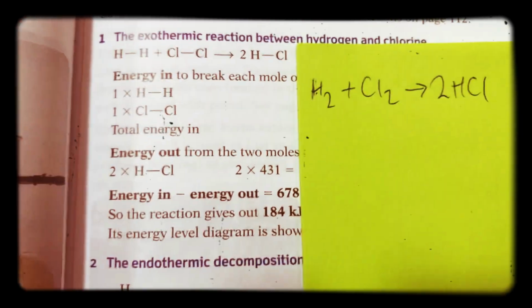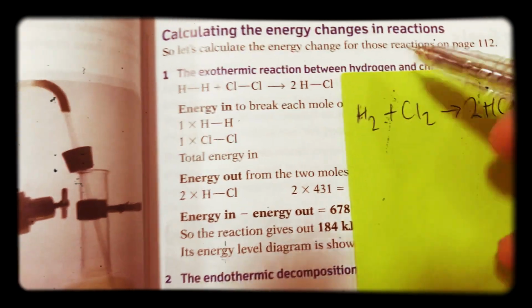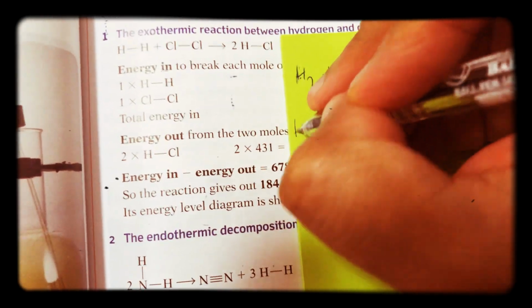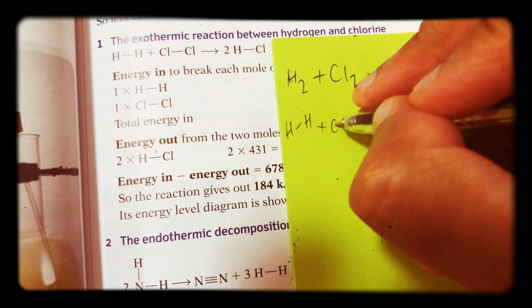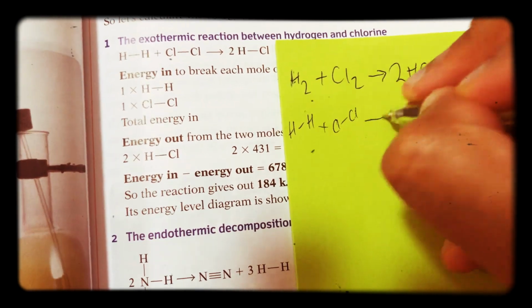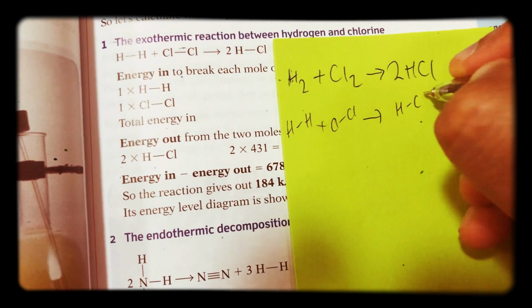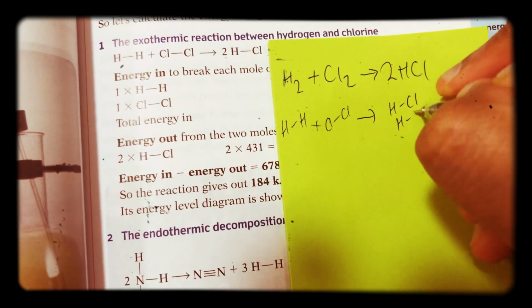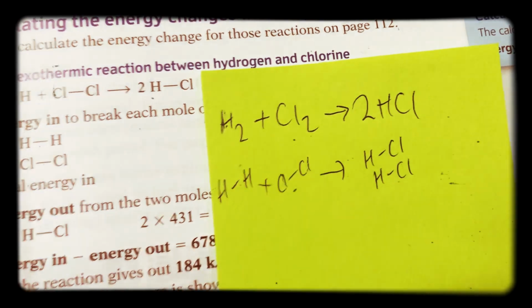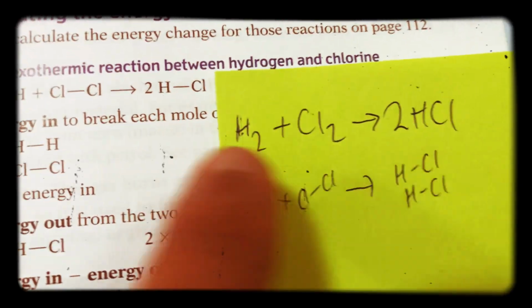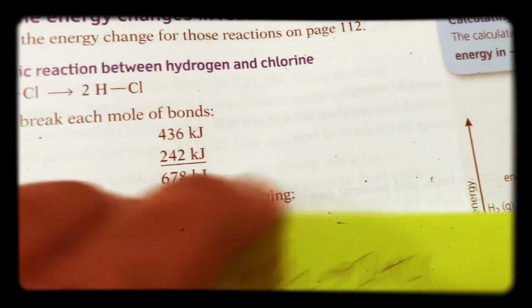Now that is broken down here into H plus, so that's H2 plus Cl2 reacts to form 2HCl. Okay, that's basically translating that chemical equation, that's balanced symbol equation, into here. Okay, and that's all we need to know.